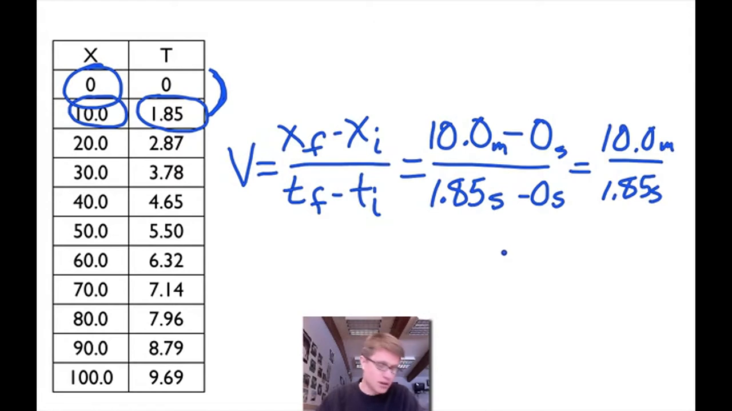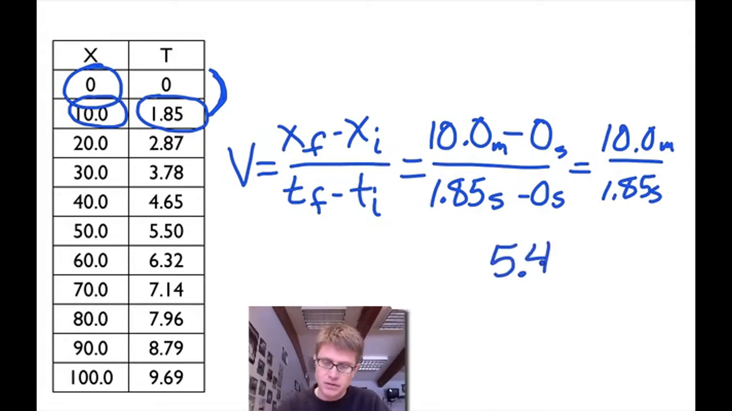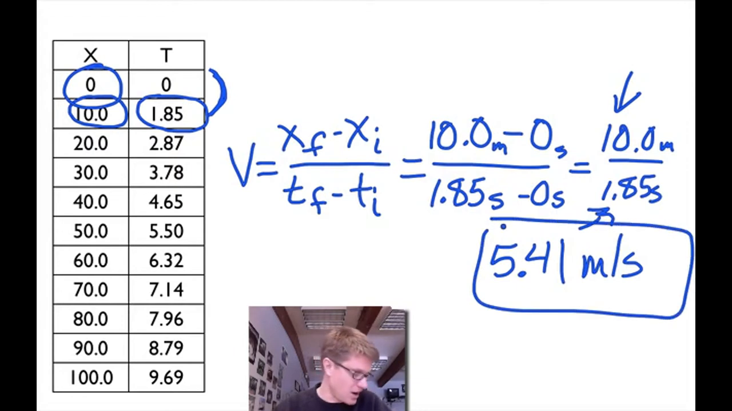And so when I worked this earlier, I got 5.41. So it'd be 5.41 meters per second. Now, why does this have three significant digits? Because that has three, and that has three as well. So how fast is that in miles per hour? It's not very fast. I don't know, 13, 14 miles an hour?